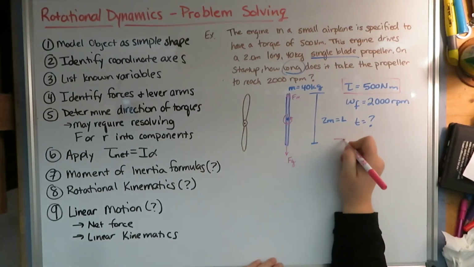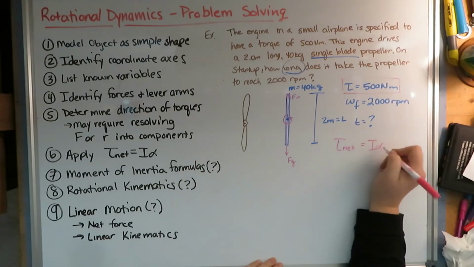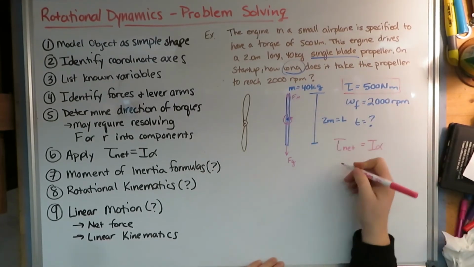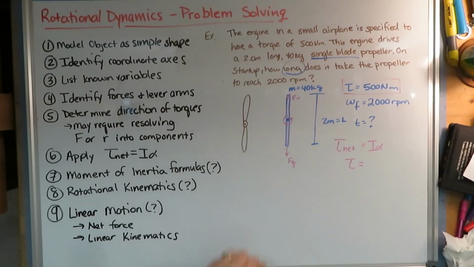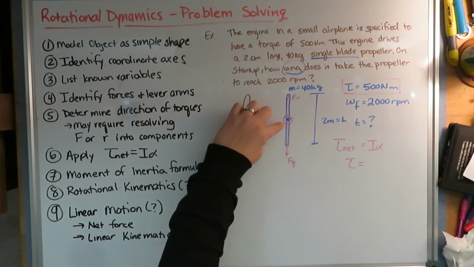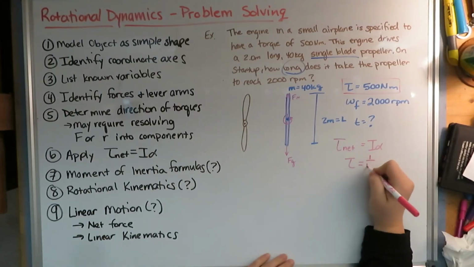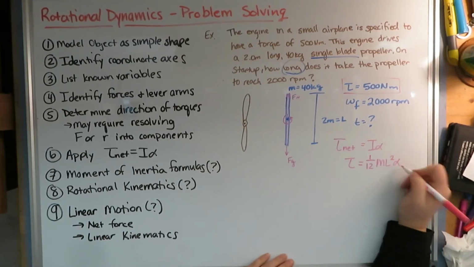So I can skip right to applying Newton's second law for rotation. So I can write that my net torque is going to equal I times alpha. And I'm going to assume that my net torque is a known value, and that's just going to be T. And then for my moment of inertia, I'm going to assume that this is a long, thin rod, and it's being rotated about its center. So a long, thin rod about its center is going to be 1/12 ml squared. And then we have alpha.